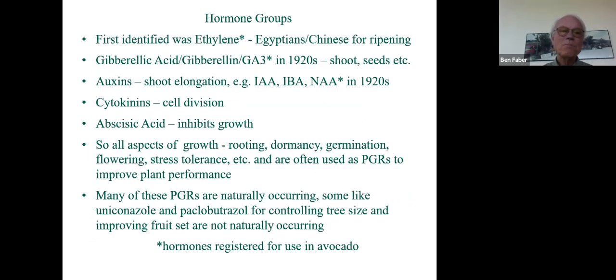So, hormones. The first hormones actually were identified by Egyptians and Chinese. There are 5 major groups of hormones: ethylene, the GAs, auxins, cytokinins, and abscisic acid. The Egyptians and Chinese saw that smoke, which contains ethylene, can accelerate the ripening of, in the case of Egyptians, figs, and in the case of Chinese, pears.